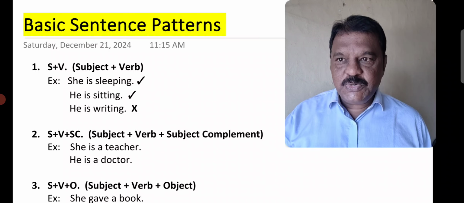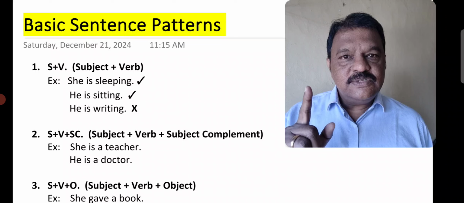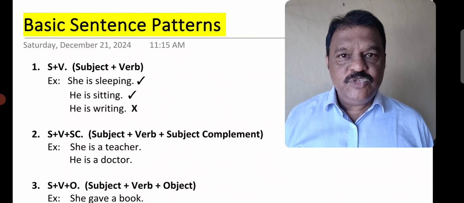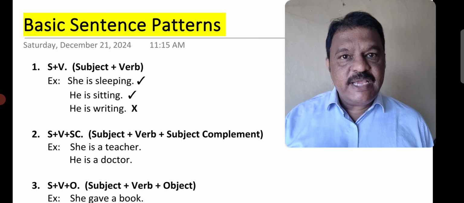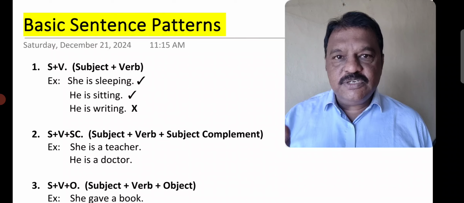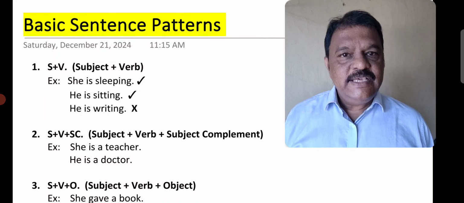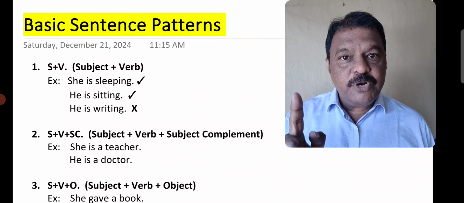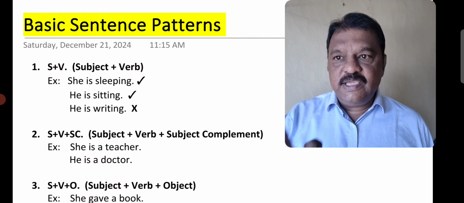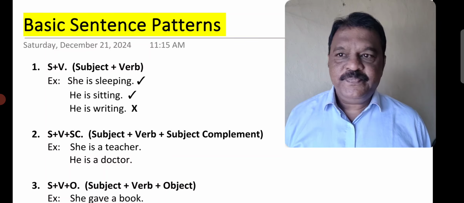Got it? Good. We are going to see those 4 basic structures one by one. Join me. Pattern number 1. S+V pattern. Subject plus verb pattern. Subject plus verb pattern is shortly called S+V pattern. In this pattern, we can produce sentences formally like the ones I have given here as examples.